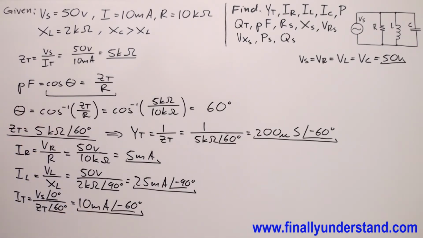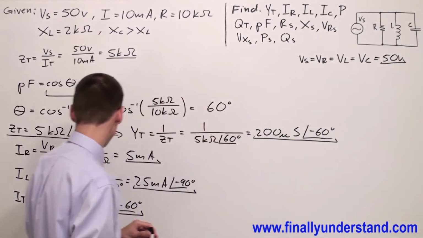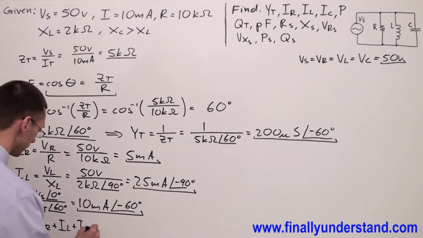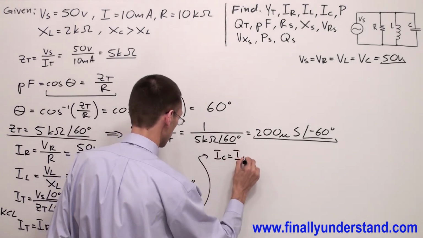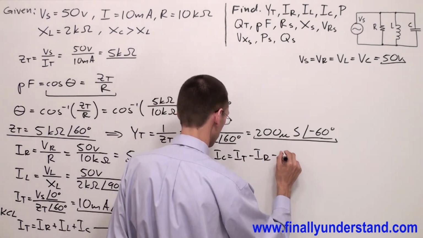So we have currents which go through resistor, inductor, and we have I total. We are missing the current which will go through the capacitor. So what I'm supposed to do? I'm supposed to use KCL. KCL says that I total is equal IR plus IL plus IC. You're supposed to solve this formula for IC and obtain IC equals I total minus IR and minus IL.